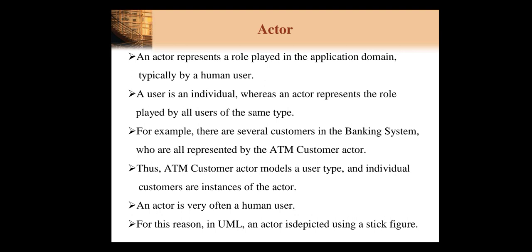There are several customers in the banking system, right? So who are all represented by the ATM customer actor. Now the bank has many customers, so we can represent all these customers as a customer actor. We can give a name to that actor, like ATM customer. Thus the ATM customer actor models a user type, and individual customers are the instances of the actor. What is the class? ATM customer, and of that class many instances are there, many users are there, so many instances of the actor are possible.